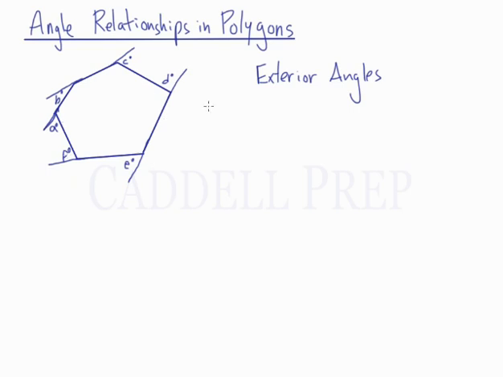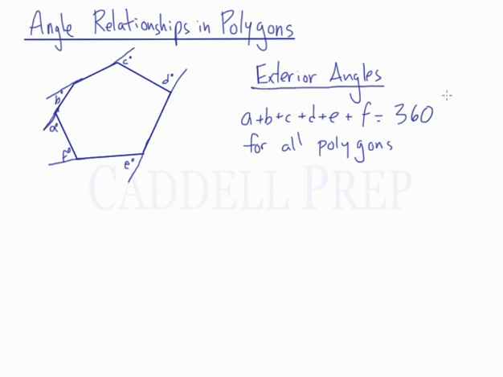Okay, the sum of these, if we add it up, is always going to equal the same thing. It's always going to equal 360. So the sum of the exterior angles is always 360, and that's true for any polygon. So for triangles, squares, trapezoids, hexagons like we have in this case, pentagons, octagons, doesn't matter. The exterior angles always add up to 360.